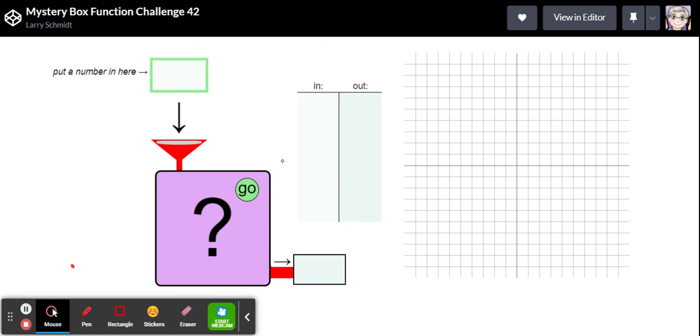In this purple box there is some mystery math and your challenge is to figure out what that math is. You can use the link in the description, pause the video and put in as many numbers as you like in the top and see how they come out transformed at the bottom, and they'll be charted here, your ins and outs in this little chart, and even be graphed as ordered pairs. You can use all of those things as clues to figure out what the math is in that purple box.